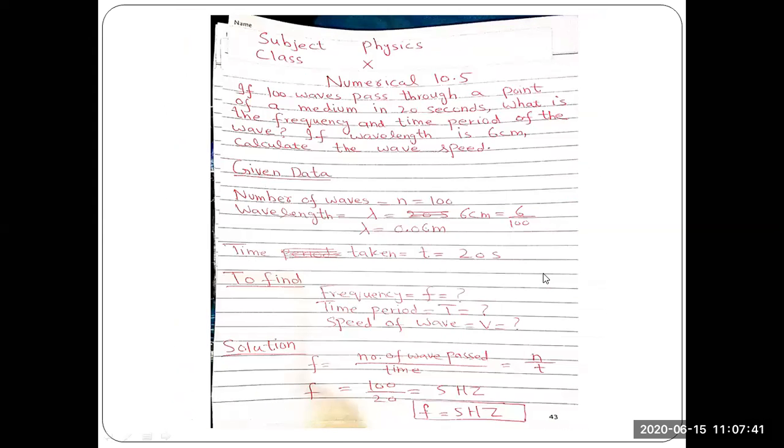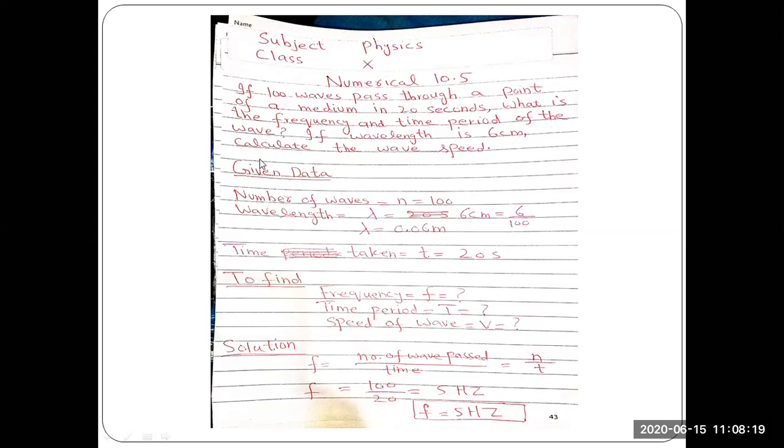So now I'm moving towards numerical 10.5. Numerical 10.5 is also on page number 18. I read the numerical. If 100 waves pass through a point of a pendulum in 20 seconds, what is the frequency and time period of the wave? If wavelength is 6 centimeter, calculate the wave speed.